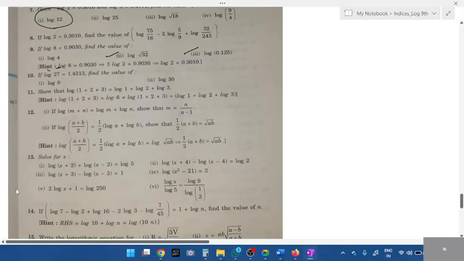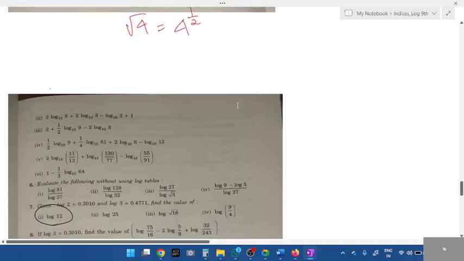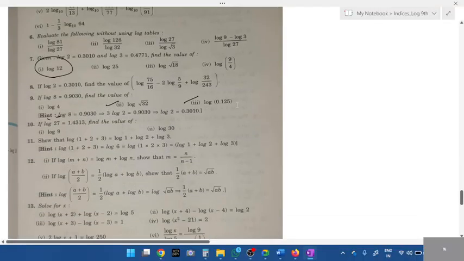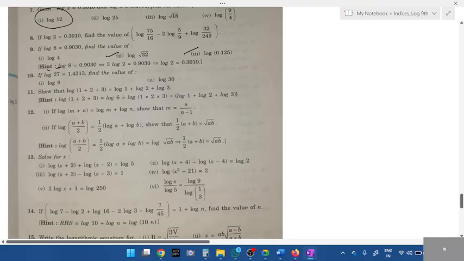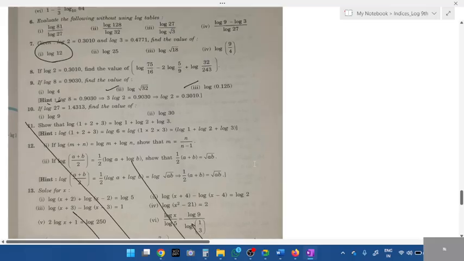Exercise 7B, third and... nobody told me we solved even the third and fourth. Why others didn't inform today? Then what are the questions cancelled? Everything is cancelled. Okay, fine, students. Just ignore. I think mostly today we'll complete this.